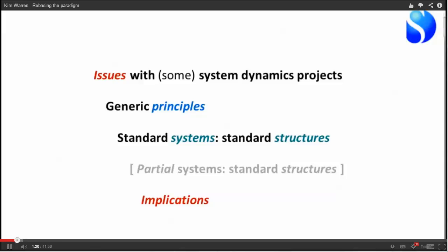There is a further implication that there are partial structures for issues that we want to address, but I don't think we'll have time to go into those this morning. So I want to end up by discussing implications for what I'm saying, for the way in which we go about doing system dynamics modeling projects.